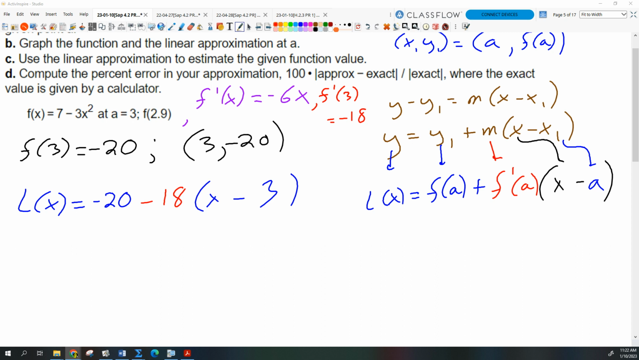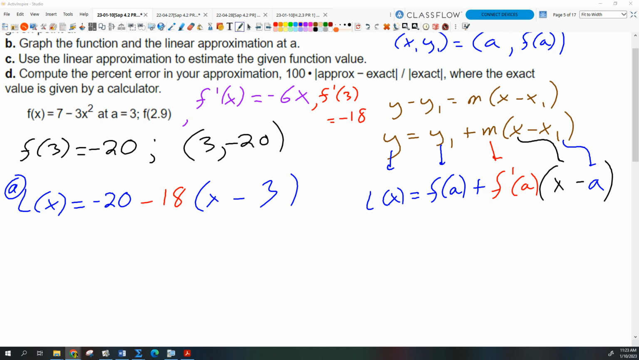So use the linear approximation to estimate the given function value. Okay, well, we just want to estimate f of 2.9, right? So this is part A. Here, let me just pause there. I probably went too fast. Questions on that for part A?